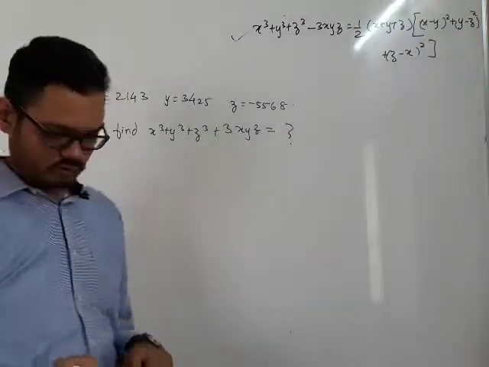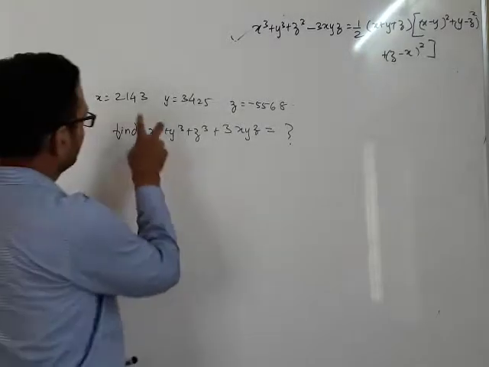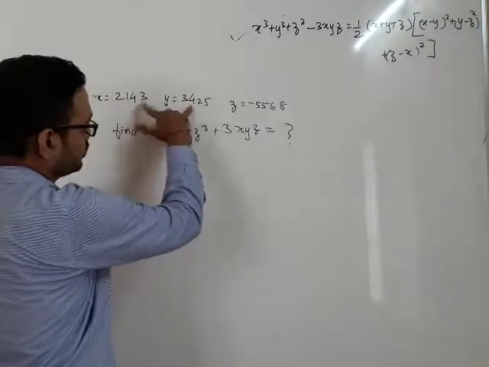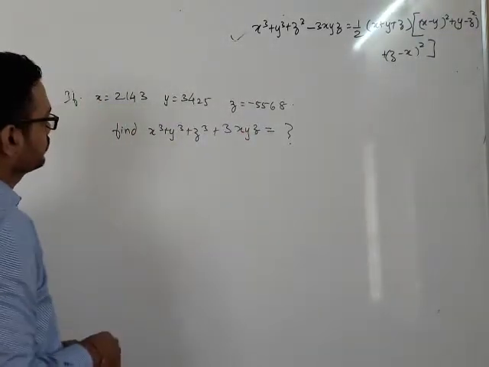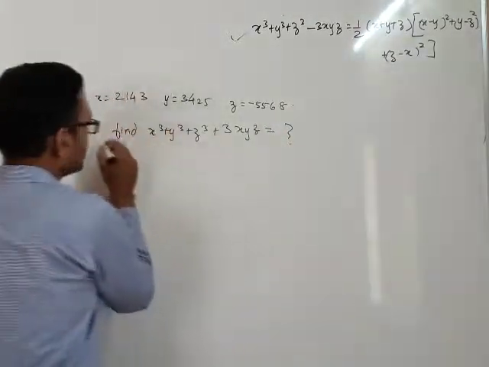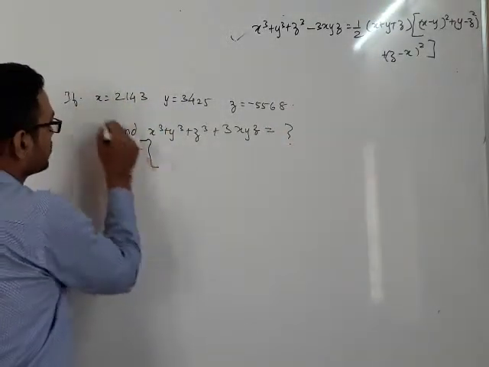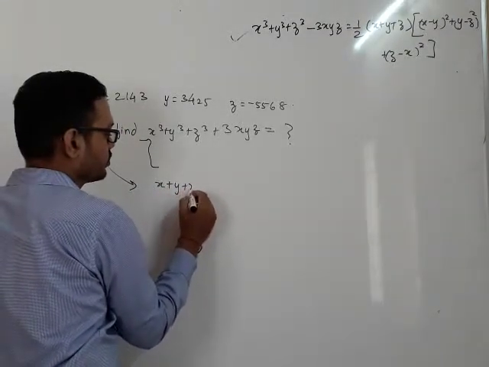Alright, so this is a question. The moment you see such a question, you have to remember that if you add these two, it is coming as minus 5568 plus 5568. So x plus y plus z is coming as 0. This is what is asked.